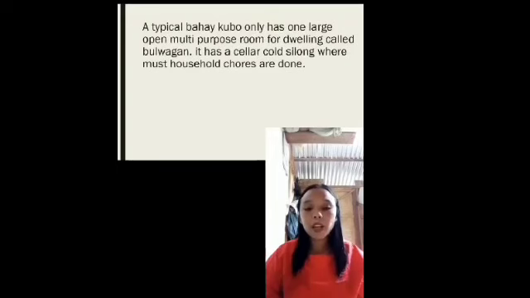A typical Bahay Kubo only has one large open, multi-purpose room for dwelling called bulwagan. It has a cellar called silong where most household chores are done.